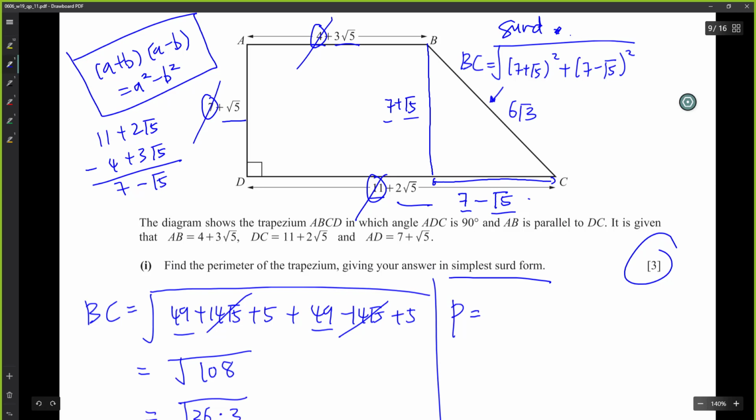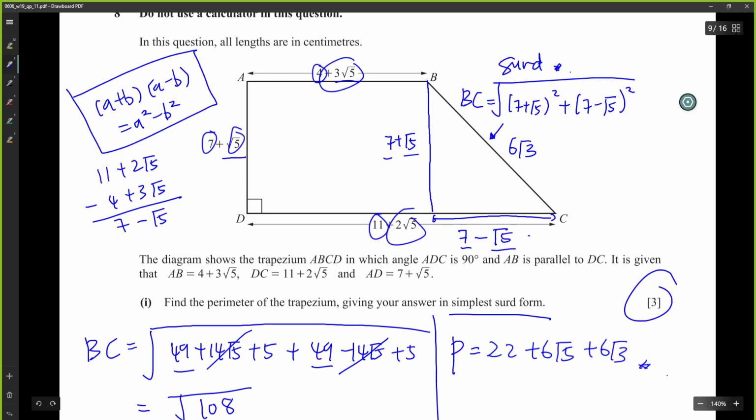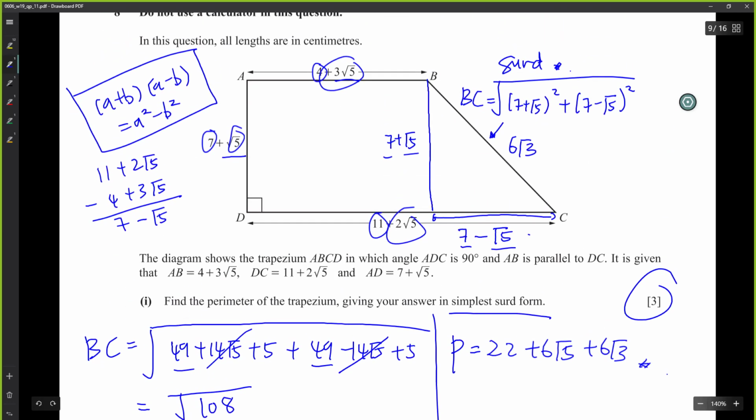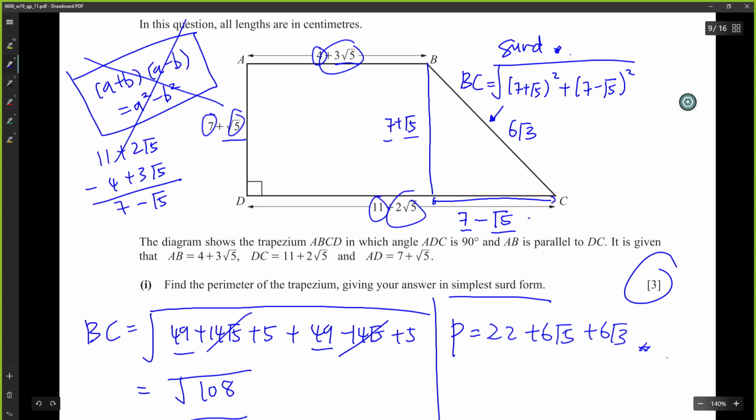My parameter, I'm going to add them up again. Same thing. This one plus this one plus this one give me 22 root 5, 4 root 5, 6 root 5 plus 6 root 5 plus 6 root 3. Yeah, this one will be my final answer for this question. You kind of need to do the Pythagoras carefully and ignore this thing. My mind is just being tricked.